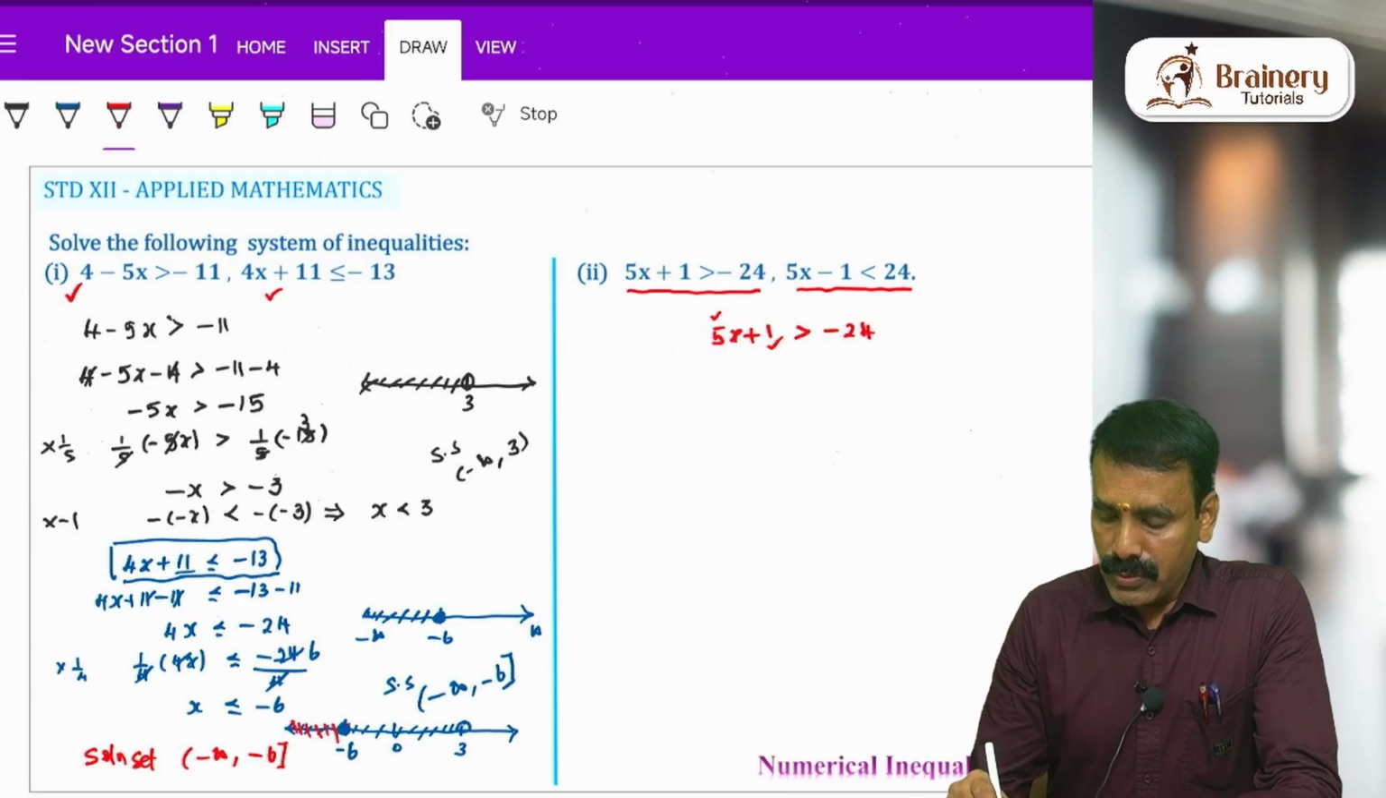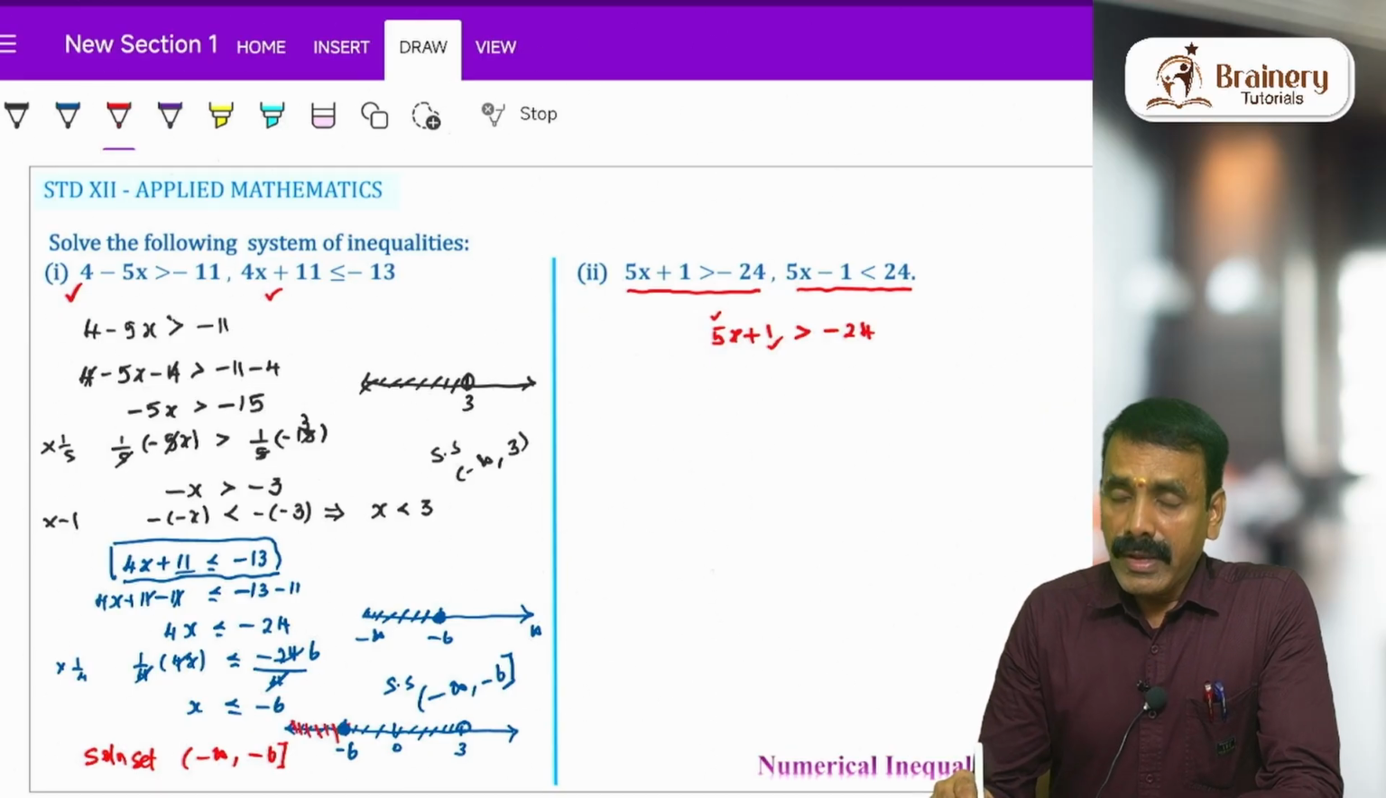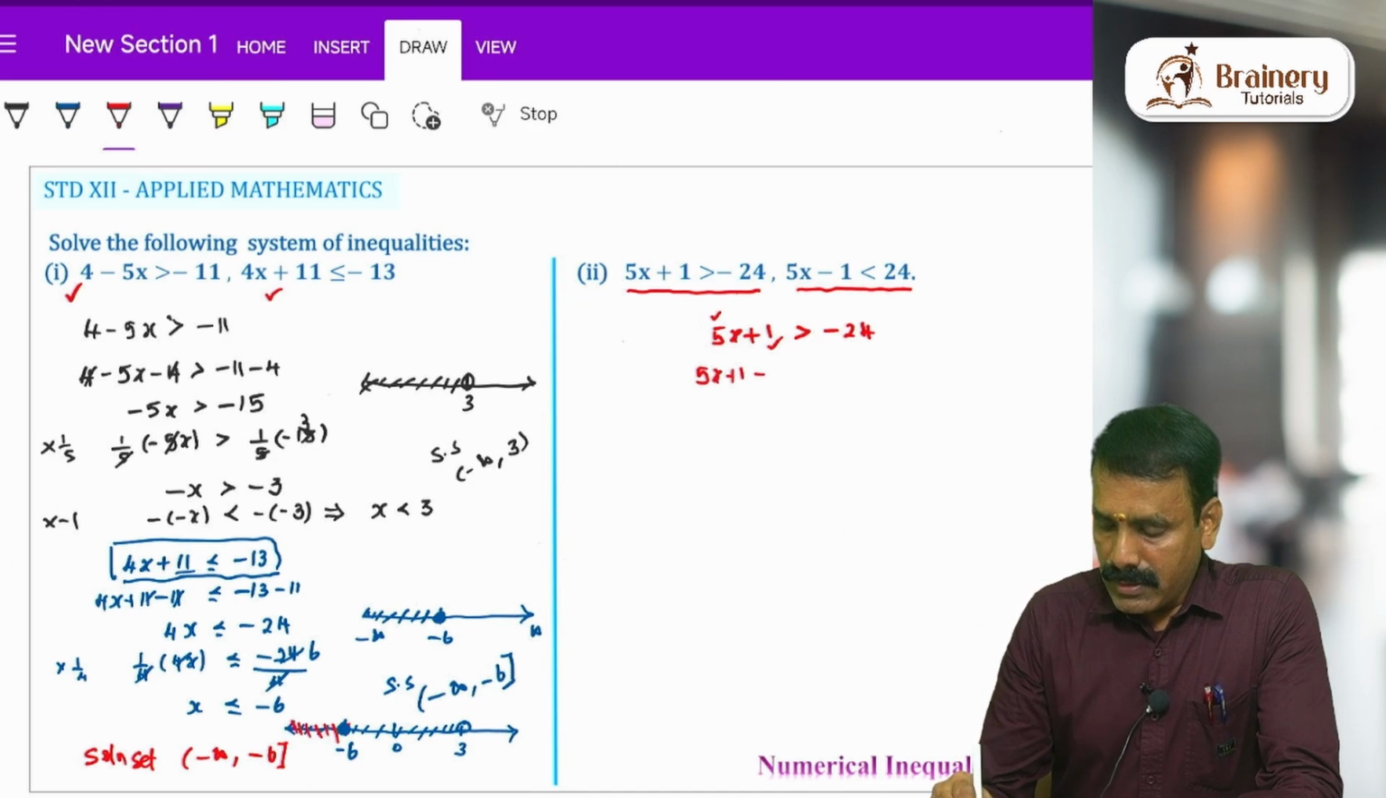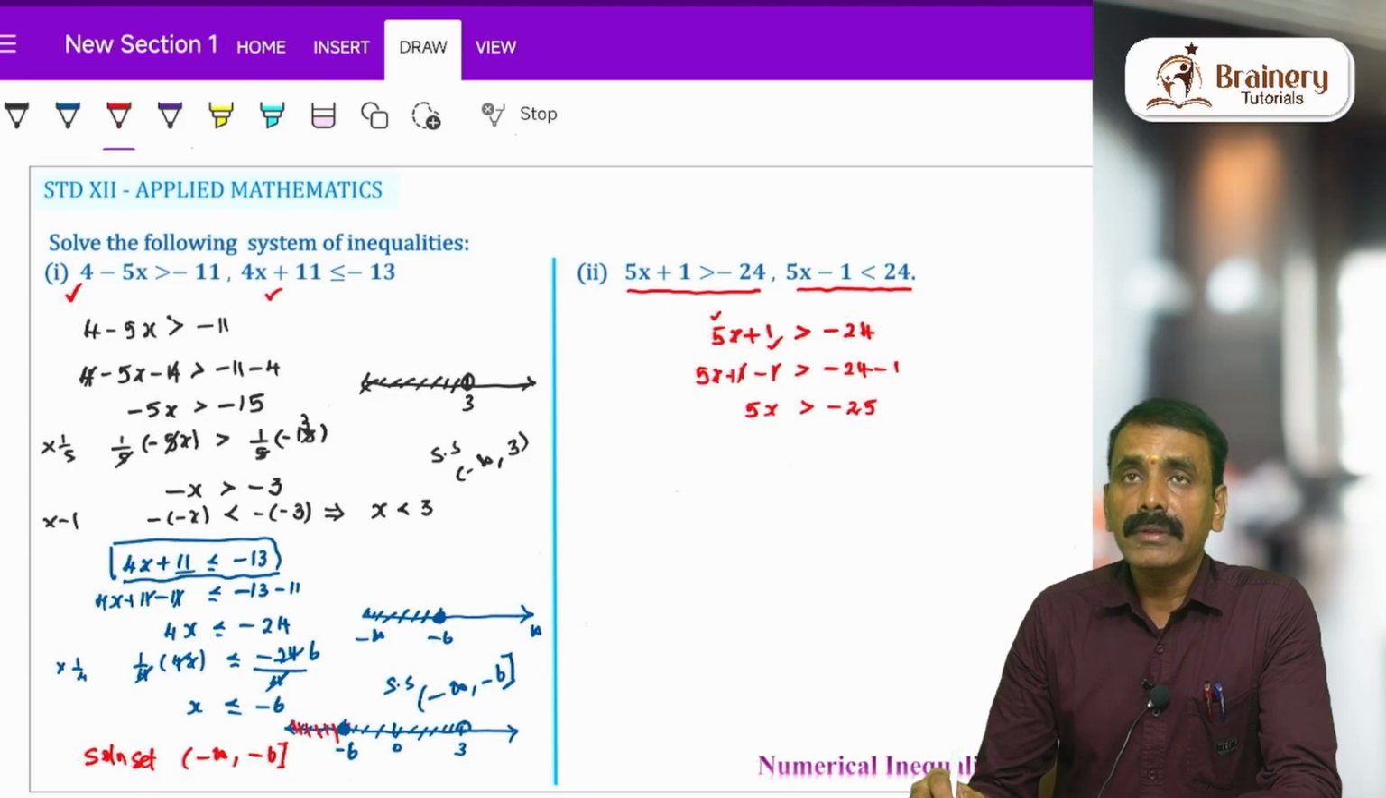So what we are supposed to do? We add the additive inverse of plus 1, that is minus 1. So 5x plus 1 minus 1 is strictly greater than minus 24 minus 1. So 1 is cancelled, and 5x is strictly greater than minus 25.